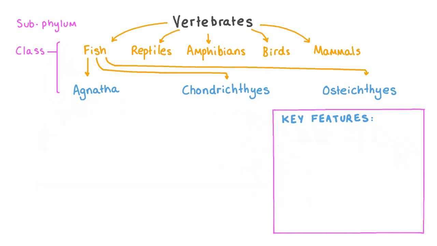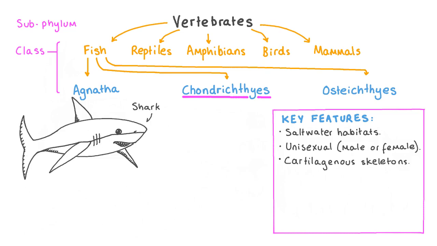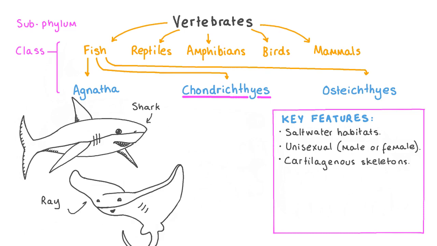Let's explore the features of the fish that belong to class Chondrichthyes next. These fish tend to live in marine saltwater habitats, which means they are usually found in seas and oceans. And they are unisexual, which means that they tend to be either male or female. Like class Agnatha, Chondrichthyes also have skeletons made of cartilage. Sharks belong to this class, as do rays.